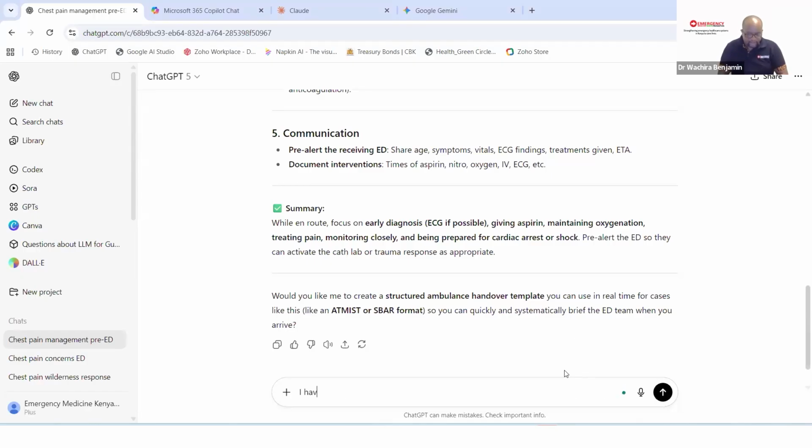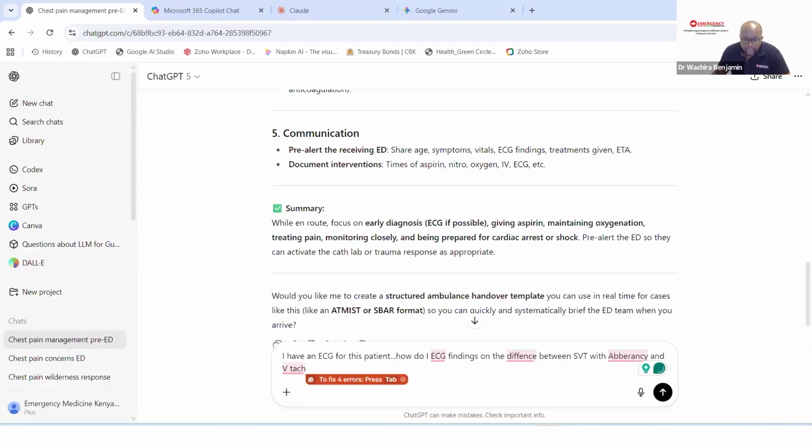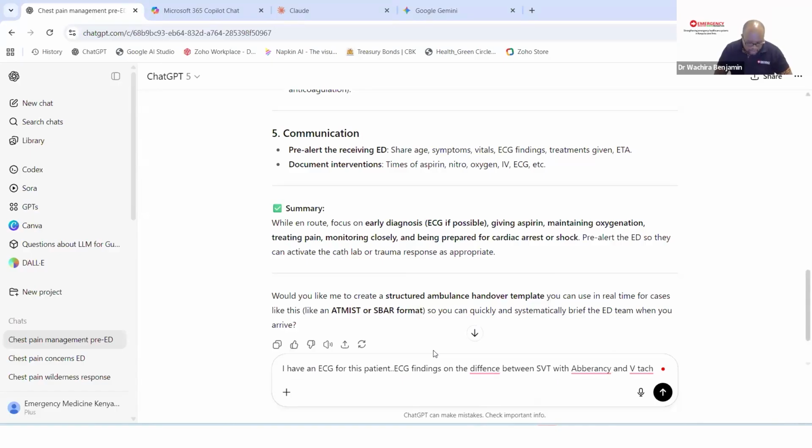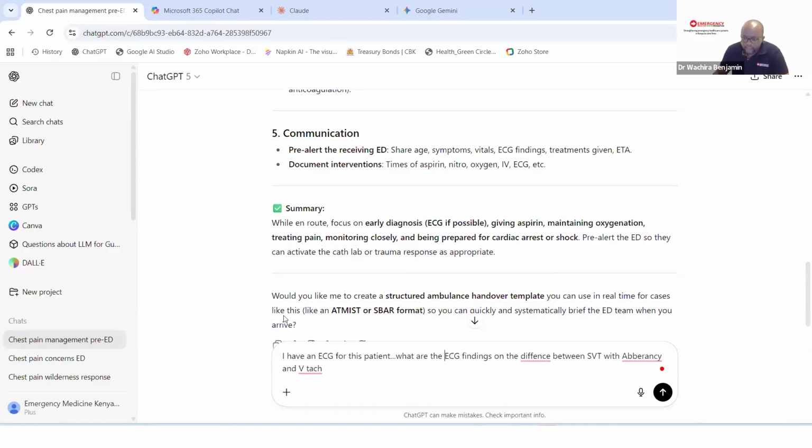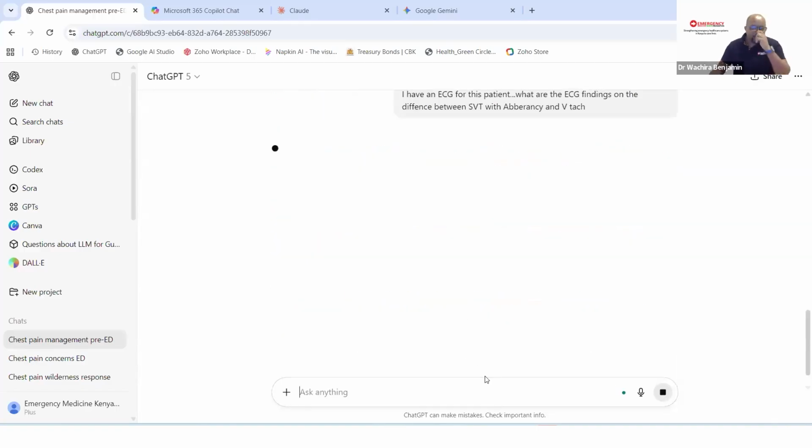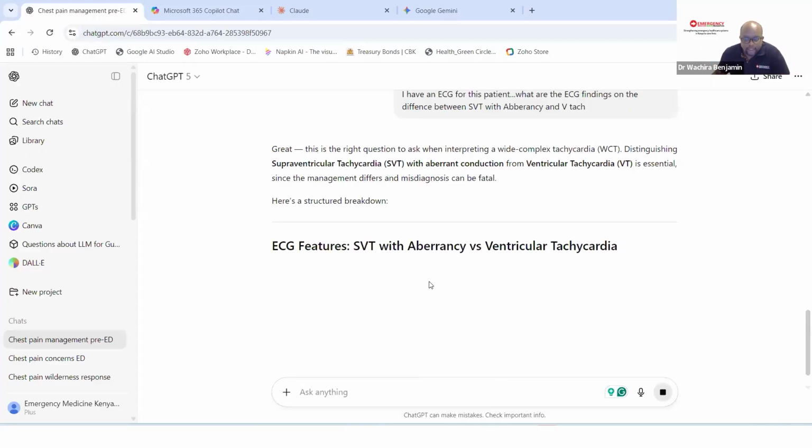I have an ECG for this patient. How do I differentiate? How do I check? So that's what the person has asked. What are the ECG findings on the difference between SVT with aberrancy and VTAC? I don't know. Let's see what the AI says. The good thing about AI, you don't even have to type accurately.